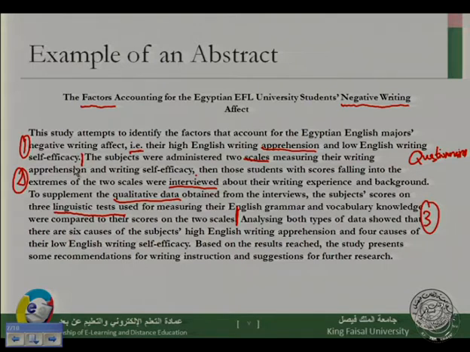So here are the results. We have 4 causes for apprehension and 6 causes for apprehension and 4 causes for self-efficacy. And then from here we have the 4th step, or the 4th component. Based on the results reached, the study presents some recommendations for writing instruction to improve writing teaching. Instruction here means teaching. So he recommended some ways to improve writing teaching and also some suggestions for further research.